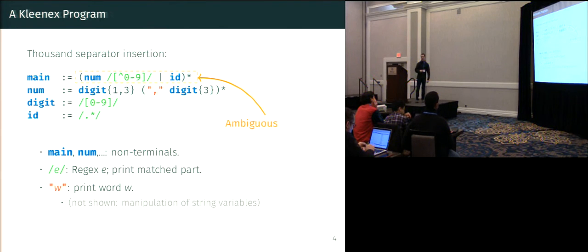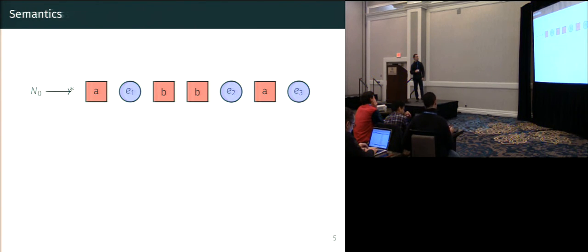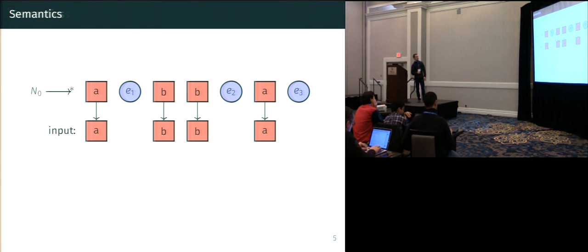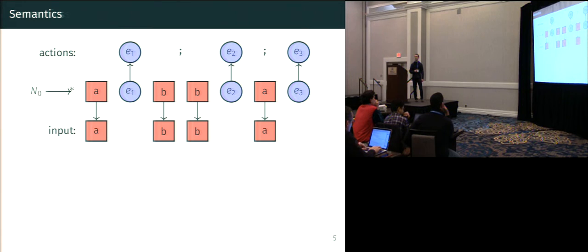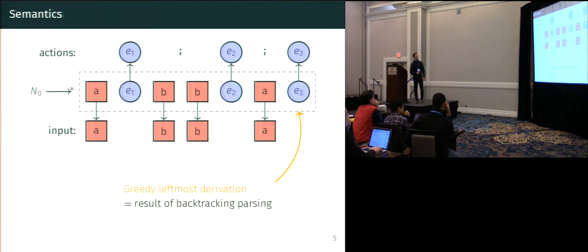So how does this actually execute? Starting from the main non-terminal, we apply the rules of the grammar to derive a sequence of terminal symbols, which is an interleaving of input symbols and semantic action symbols. A derivation is matching if the subsequence of input symbols matches the input given to the program. And for a matching derivation, we execute the corresponding subsequence of action symbols. If a grammar is ambiguous, there may be more than one such derivation, and the semantics dictate that we must choose what is found by a backtracking parse, also called the greedy leftmost disambiguation strategy.